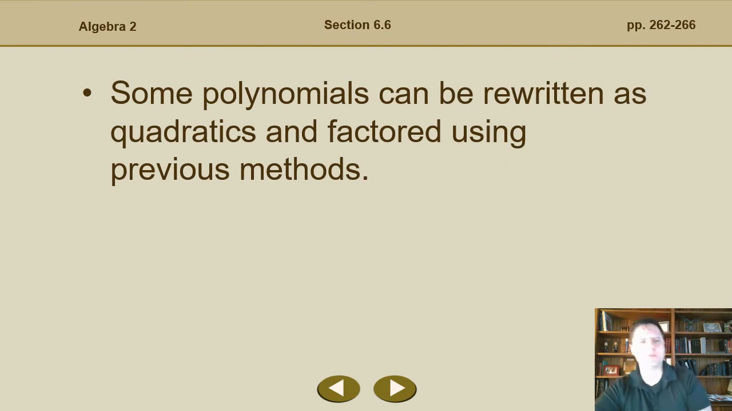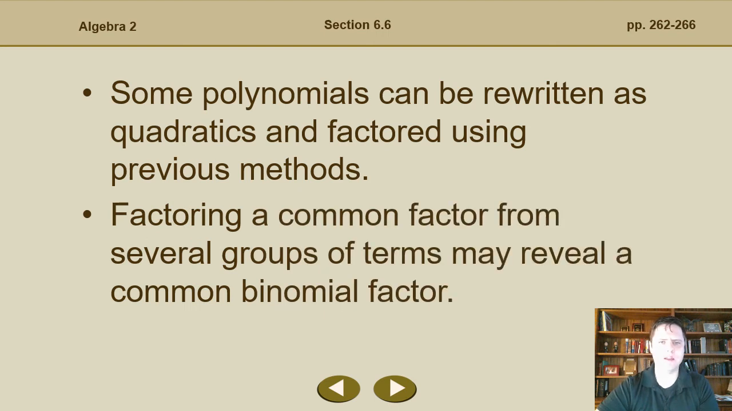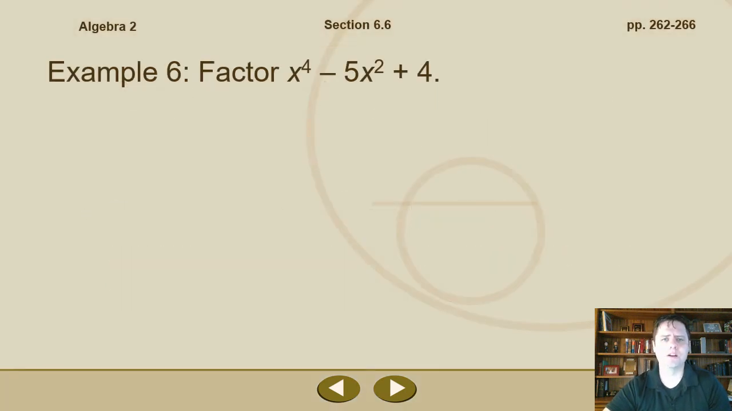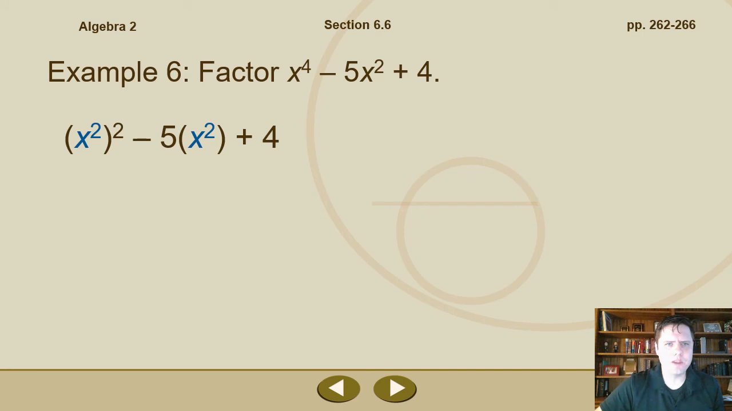Now, some polynomials can be rewritten as quadratics and factored using the previous methods. Factoring a common factor from several groups of terms may reveal a common binomial factor. For example, here, we have x to the 4th minus 5x squared plus 4. Again, this looks kind of messy right here. That is until you recognize that if we rewrite this as x squared being squared, and this x squared in the middle, it then looks like the form x squared minus 5x plus 4.